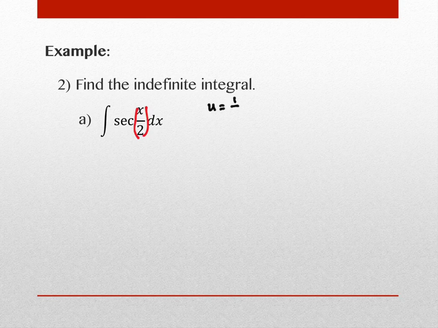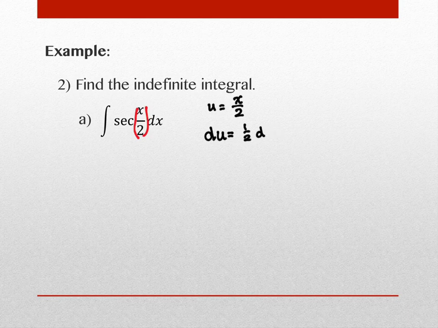Eventually, and it won't be too much longer, you're not going to need to write this before you do this. You're just going to be able to move forward without even thinking about it as a u substitution. But we're probably not there yet, so we're going to write it down. So if u is x over 2, what is the derivative of u? 1/2.